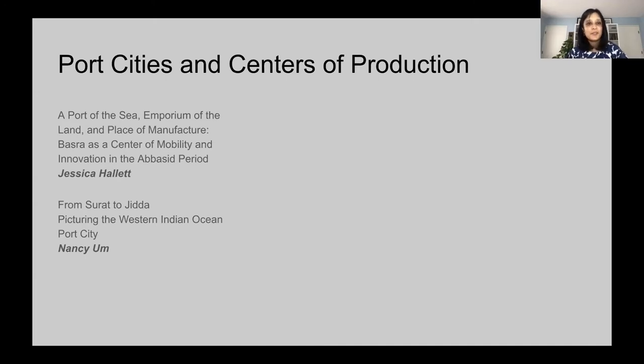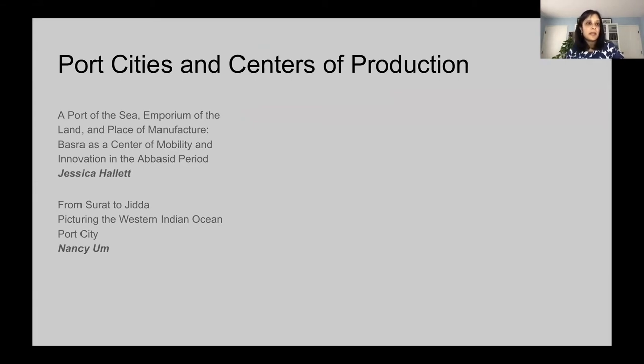Now, I was just thinking, in the interest of time, we might move along a little bit faster, so people have a chance to ask us some questions. So the second section of the book is on port cities and centers of production, and we selected two of the papers from that section to highlight for this presentation.